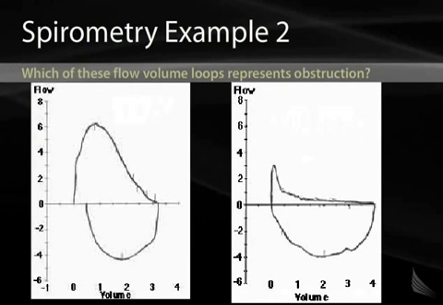Here's another example. Which of these flow volume loops represent obstruction? In this flow volume loop, the patient has normal high flows during exhalation, compared with this patient that has low flows during forced exhalation. So this patient is the one with the obstructive pattern on flow volume loops on spirometry.